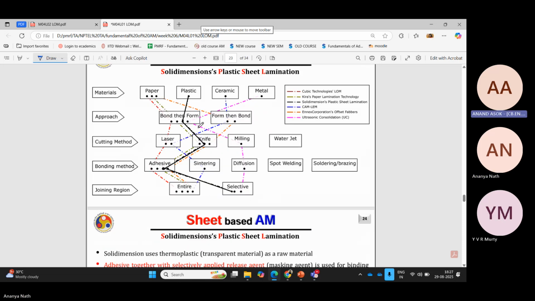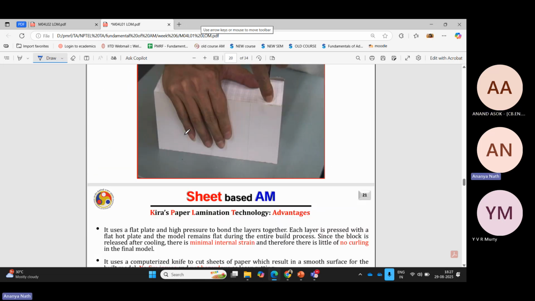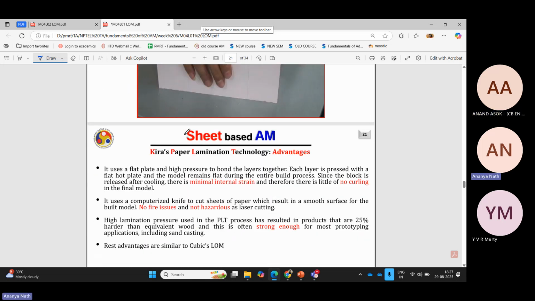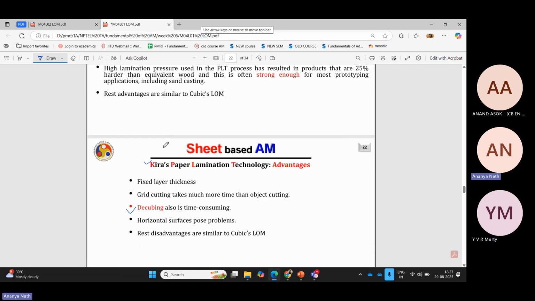Ma'am, does decubing mean what you showed with the blue lines, removing those? Yeah, yeah. You just take some kind of spatula or some kind of knife or some tool to detach the cubes which got cut. That is decubing.